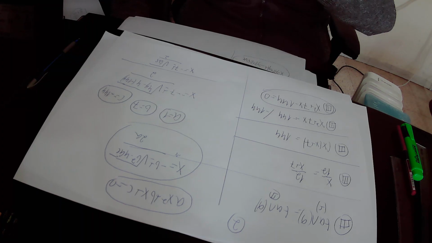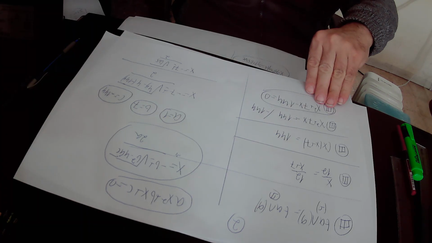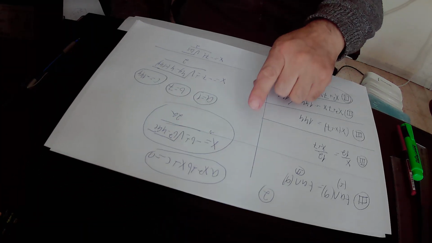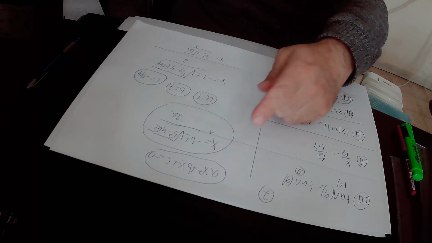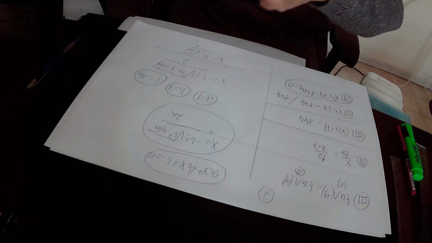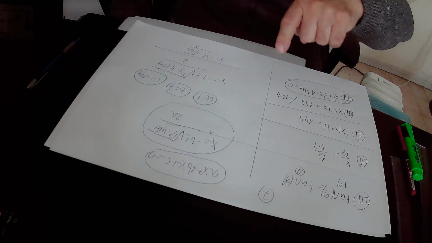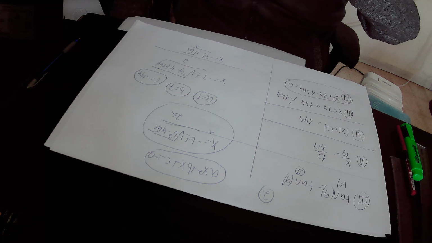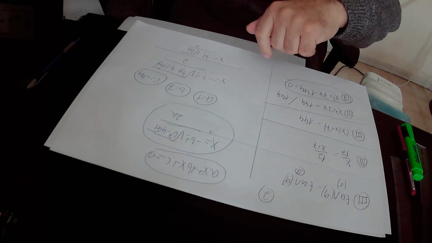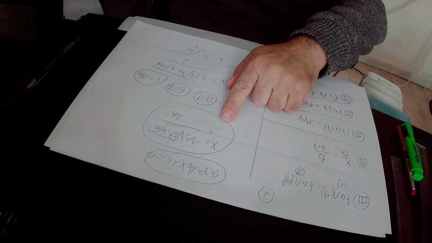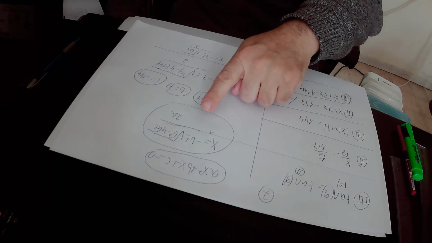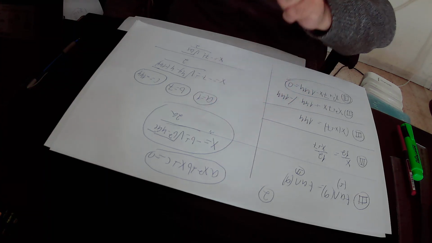So this is a quadratic equation, and the general form of a quadratic equation is ax squared plus bx plus c equals 0. Here a, b, and c are the coefficients of the quadratic equation, and x is the variable that we are looking for. We find the value of x according to the following formula: x equals minus b plus minus square root of b squared minus 4ac, over 2a.